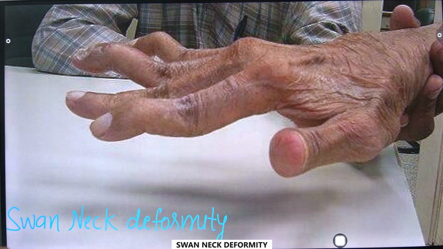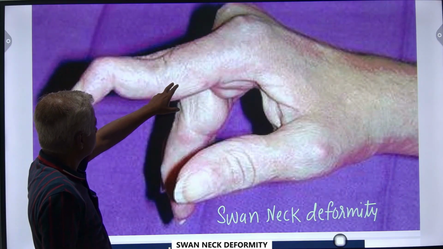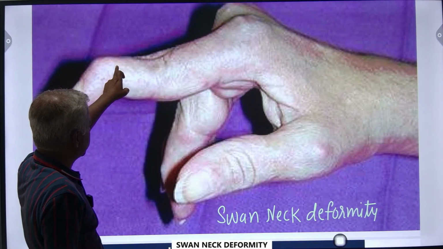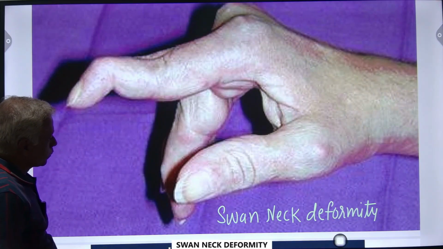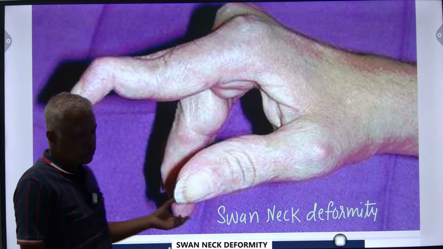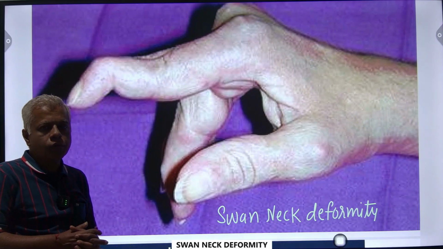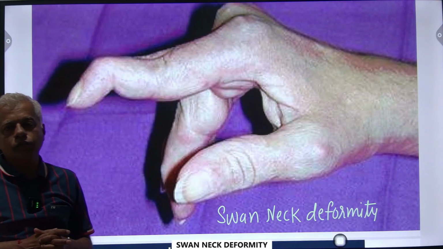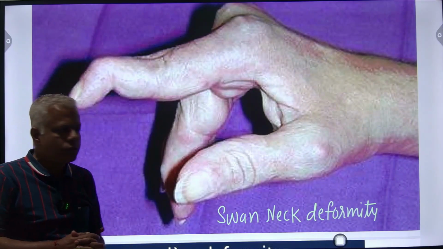So this swan neck deformity, with this picture I think your concept will be more clear. See this image here, there is again a hyperextension of the proximal interphalangeal joint and a flexion of the distal interphalangeal joint, which matches the picture of a swan neck deformity. This swan neck deformity is a very common feature of rheumatoid arthritis, and it occurs in the chronic stage of the disease.